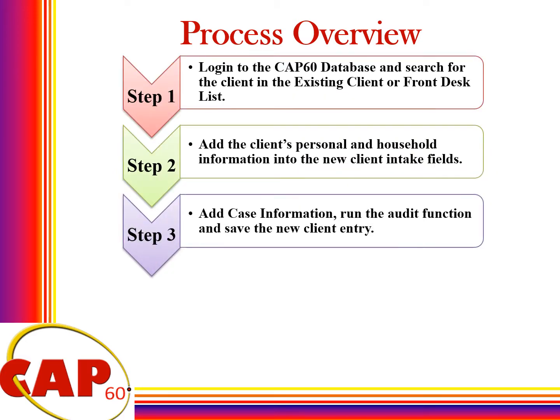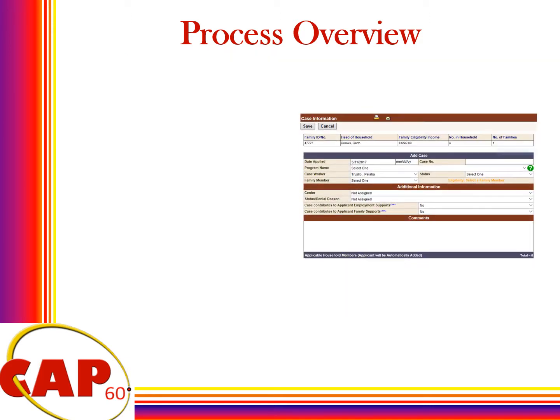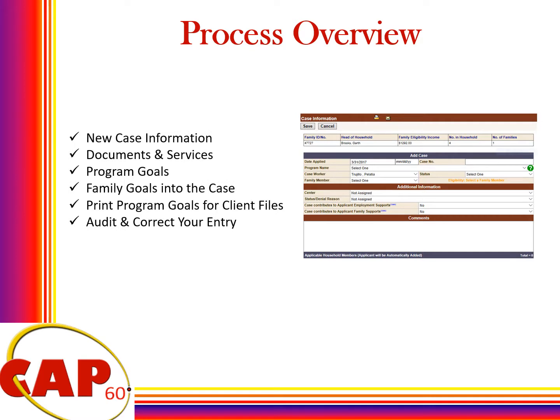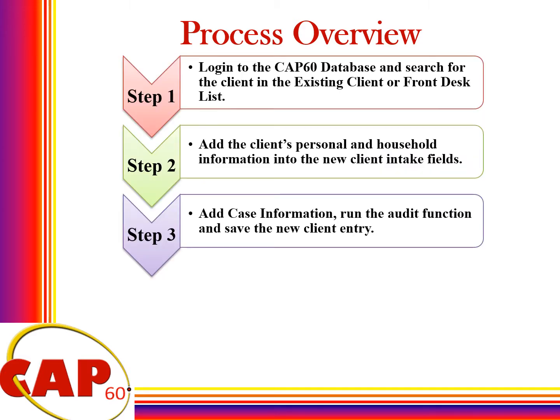Step 3. Add the case information, run the audit function, and save the new client entry. During this process, we will be adding the following: new case information, documents and services, program goals, family goals into the case, print program goals for client files, and audit and correct the entry. This is an overview of the entire client intake process.